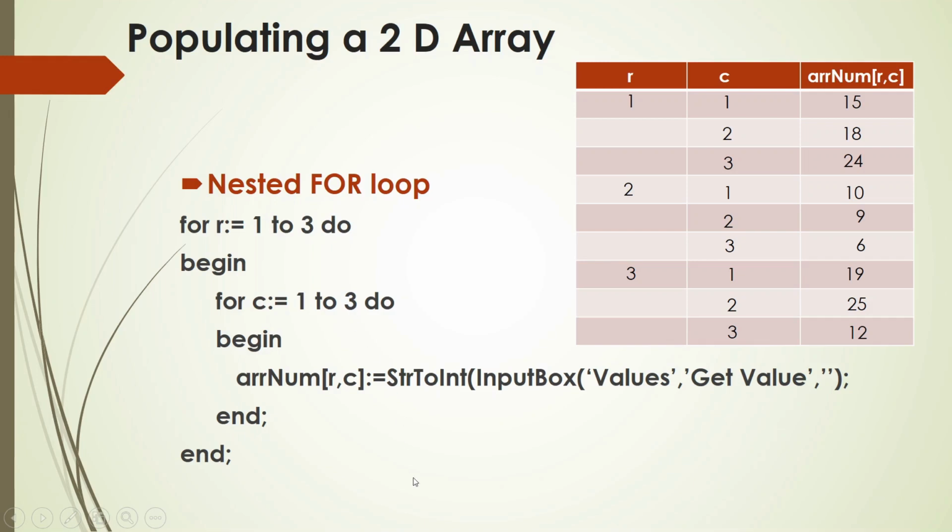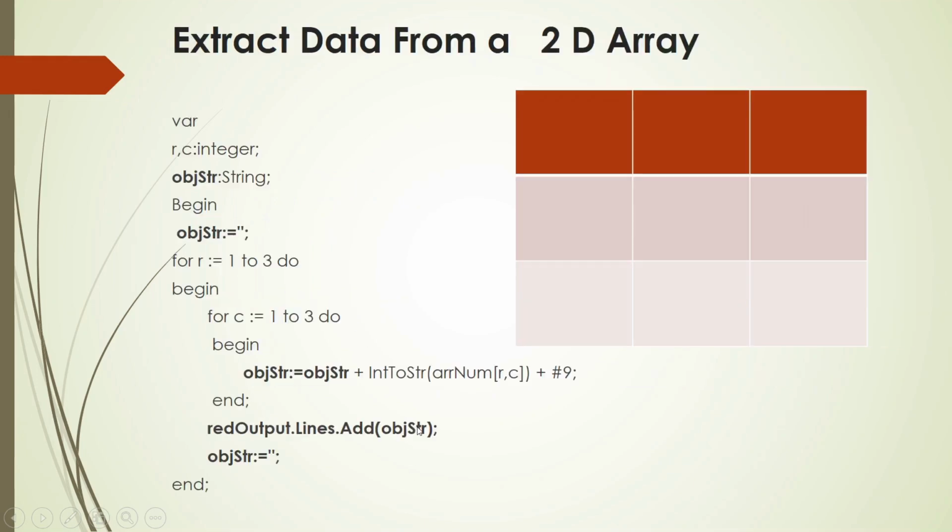Let's go on to the next step. How do I extract data from a 2D array? So how do I access the data? I've learned how to populate a 2D array. Let's look at how we're going to access the data, or extract the data, or even display the data in neatly aligned columns, like the way it'll appear on an Excel spreadsheet.